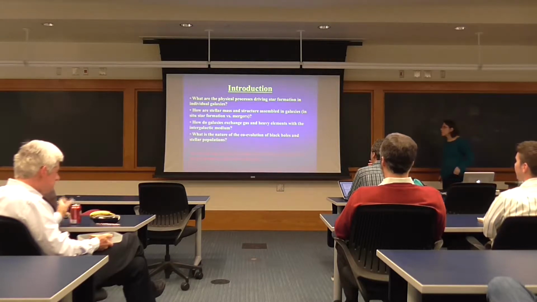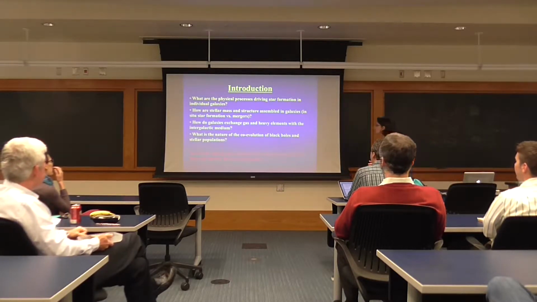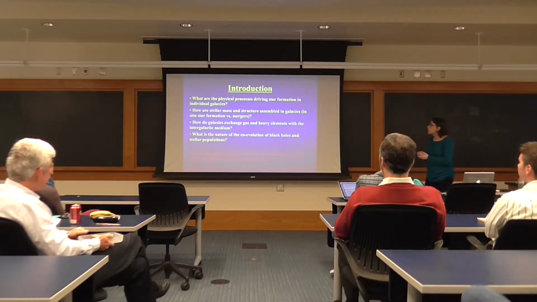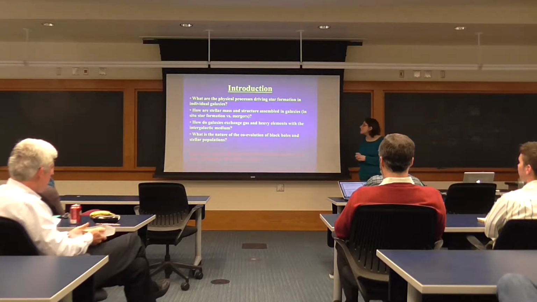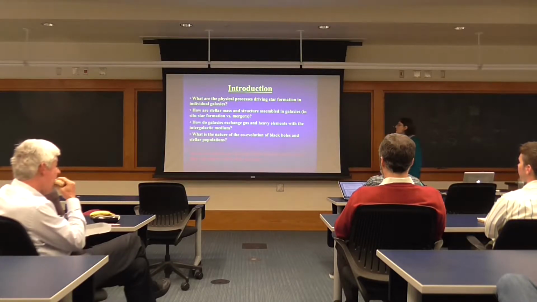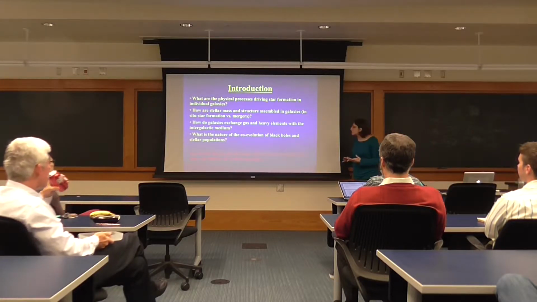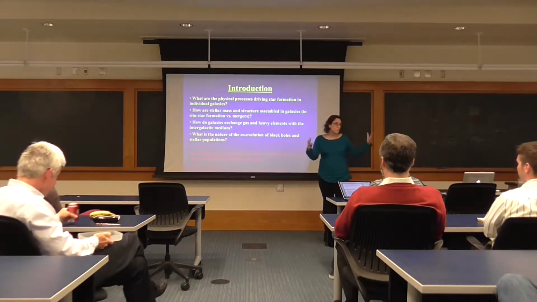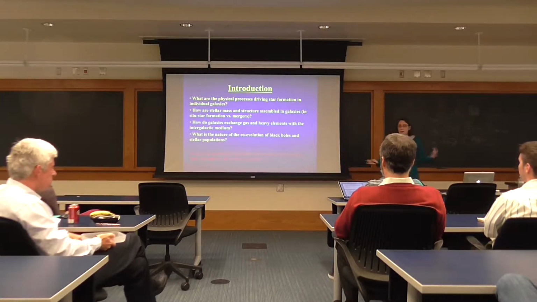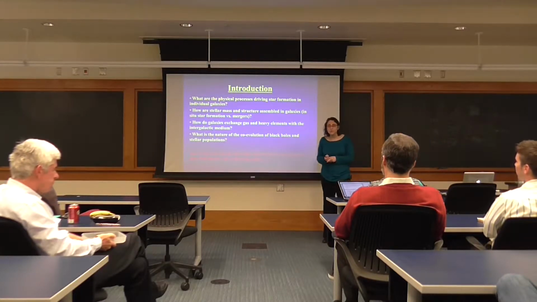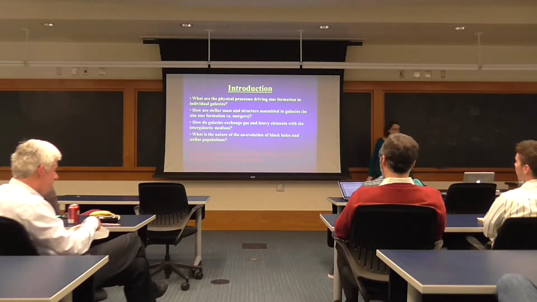Okay, so if you're like me and you worry about galaxy formation, here are some of the big questions that you might think about. So we want to understand what are the physical processes driving star formation in individual galaxies through cosmic time. How are stellar mass and structure assembled in galaxies? So we want to understand the relative importance of the buildup of stellar mass just through the process of star formation versus the assembly of galaxies through merger type events. We want to understand how galaxies exchange gas and heavy elements with the intergalactic medium. And also, another really important question is, what is the nature of the coevolution of black holes and stellar populations?